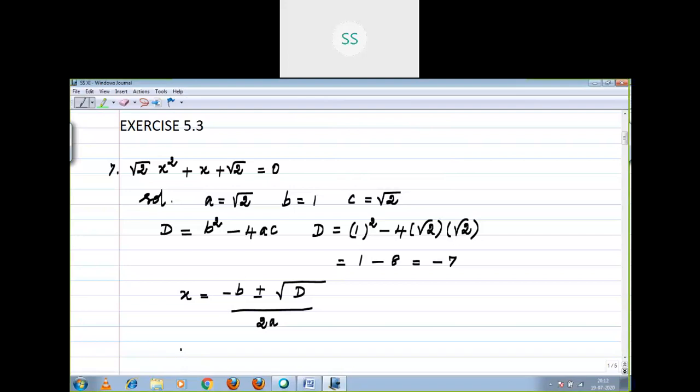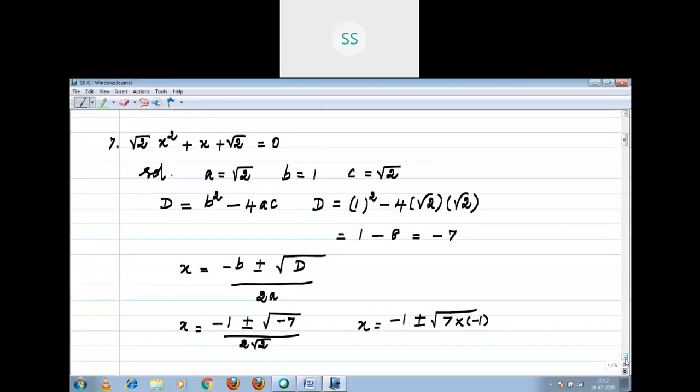Right? Now, x is equal to minus, what is your b? 1, plus or minus root minus 7 divided by 2 into root 2, because your a is root 2. Now, x is equal to minus 1 plus or minus root 7 into minus 1. Minus 7, I split and wrote it in the root for your understanding purpose, right? Divided by 2 root 2.